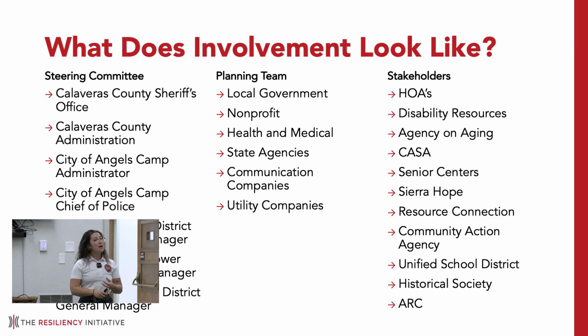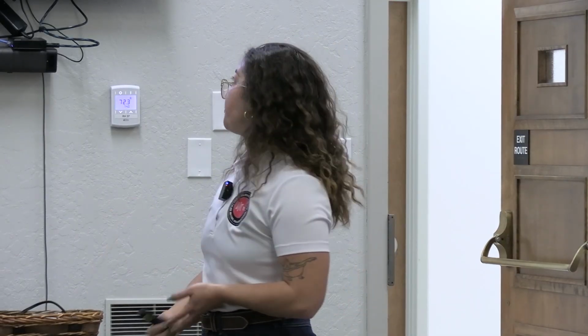Planning department, things like that. Health and medical, state agencies, Cal OES, Forest Service, things of that nature. Communication companies, utility companies, looking at PG&E, that sort of stuff, right? So more of those subject matter experts who may be able to provide some of the more nitty-gritty information when it comes to this hazard mitigation plan.